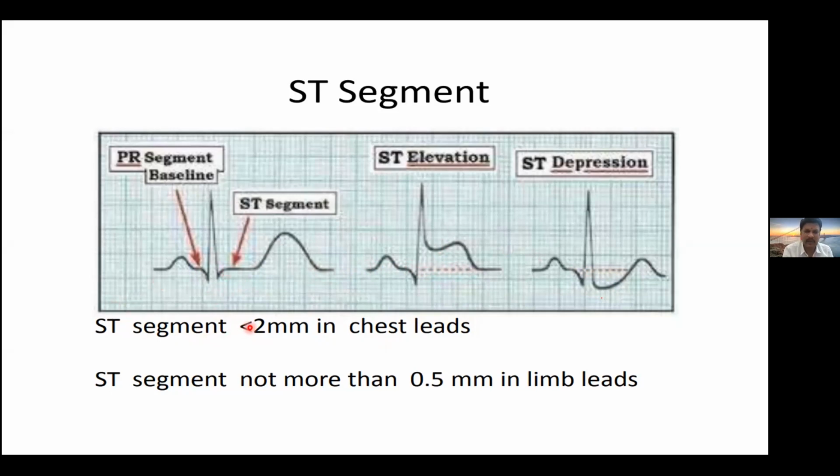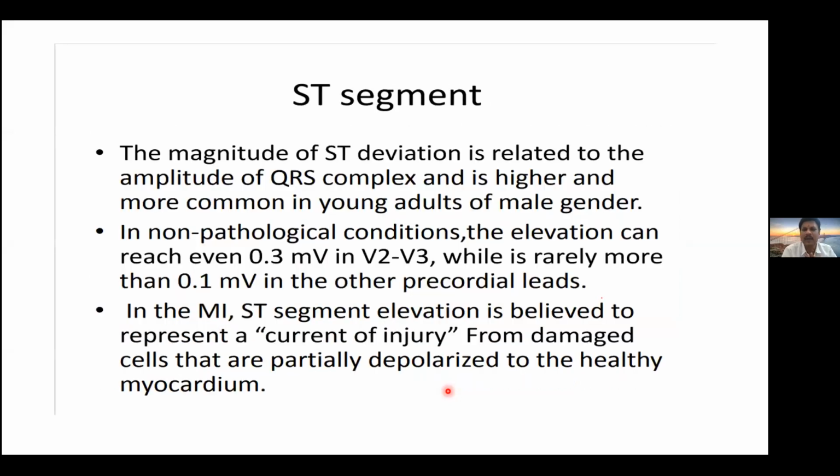So in the ST segment, less than 2 millimeter in chest leads, and the ST segment not more than 0.5 millimeter in limb leads. That is it. It's a smooth transition, very smooth transition. So now you see the magnitude of the ST segment, how it is. It depends on the QRS. QRS complex tall means it is also tall.